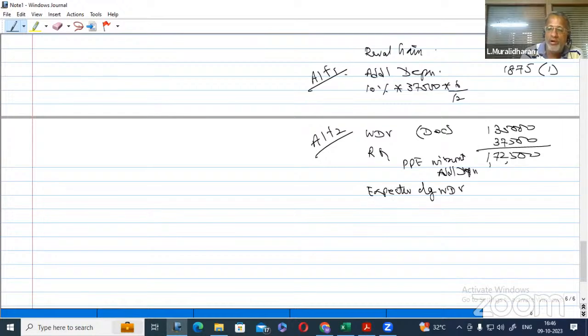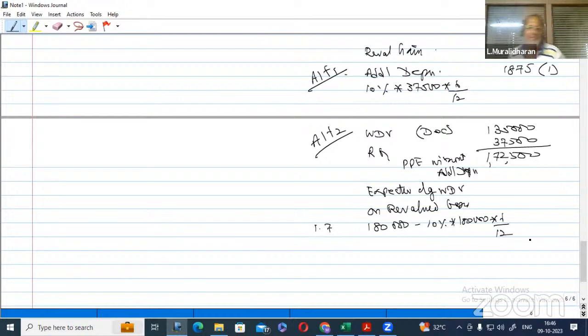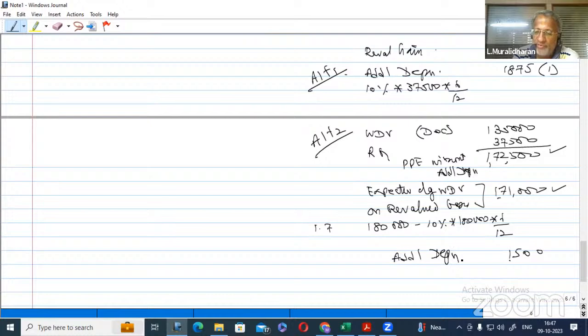Now, the expected closing WDV on revalued basis. How do we do that? All of you closely follow: it is 180,000 on 1st of July minus 10% on 180,000 for 6 months. So how much should I be deducting? If it were for 12 months, I would have deducted 18,000. Only for 6 months, I have to deduct half of that, so 9,000 only. And 171,000 I have to disclose as my expected closing balance. So before additional depreciation it is 172,500. By taking up that depreciation, it is 171,000, and thereby I can have additional depreciation only to the extent of 1,500. Either it could be 1,875 or 1,500.